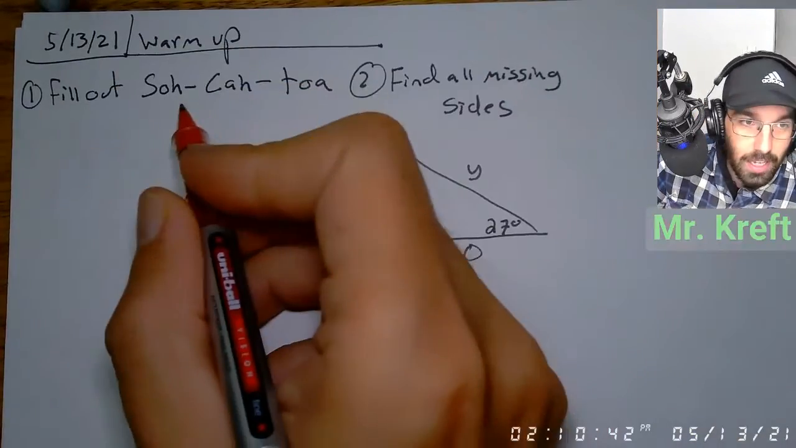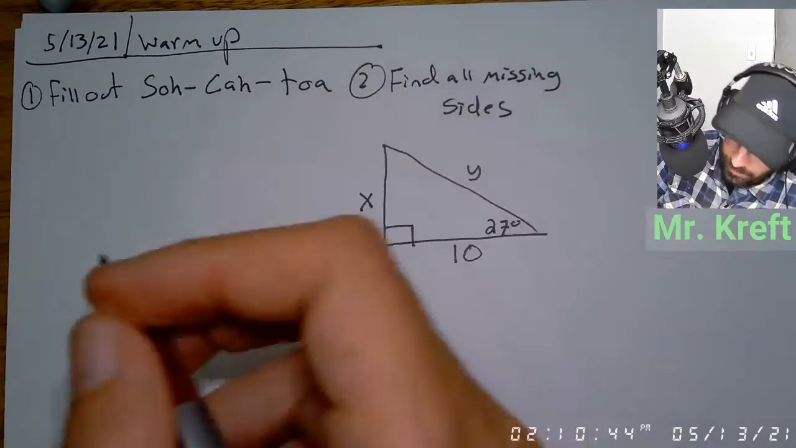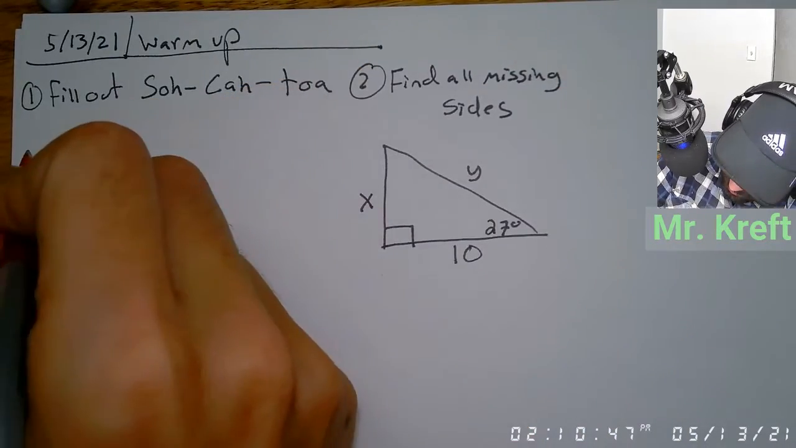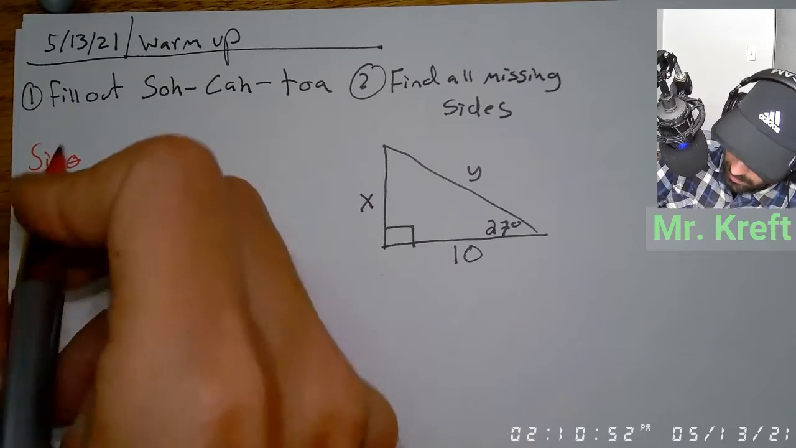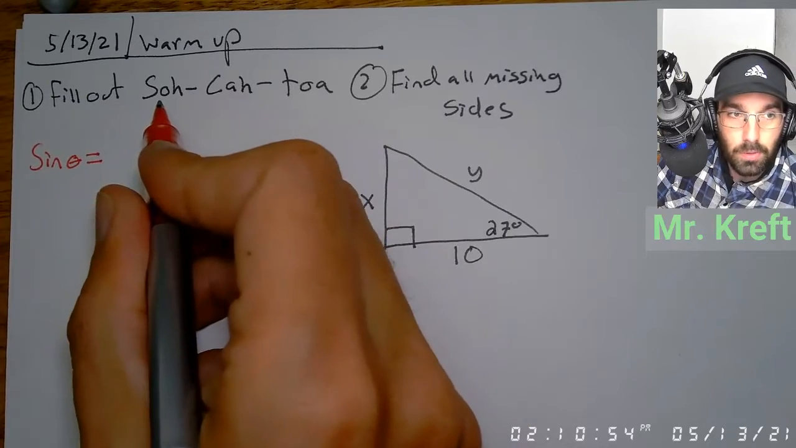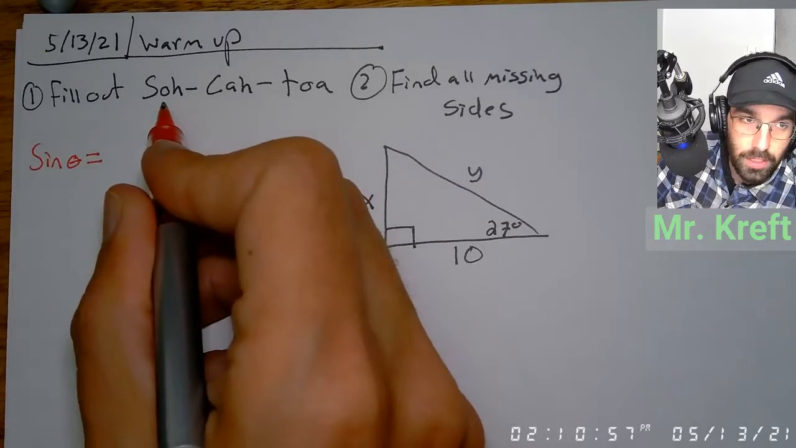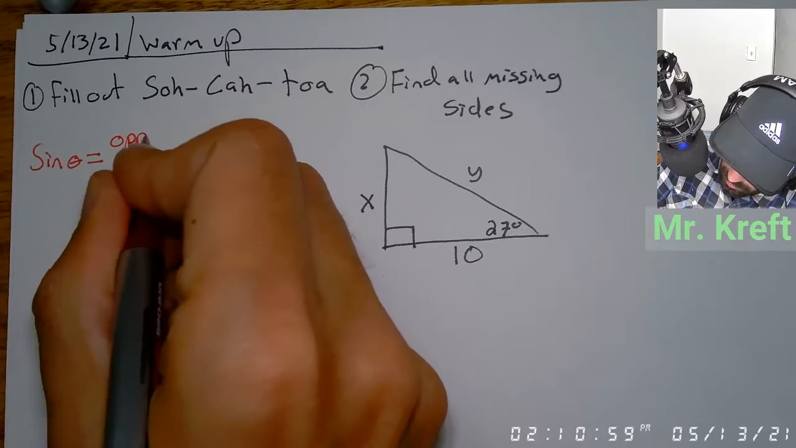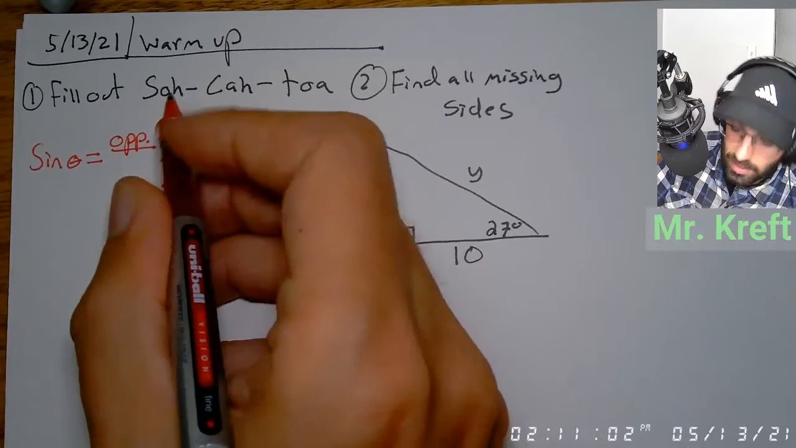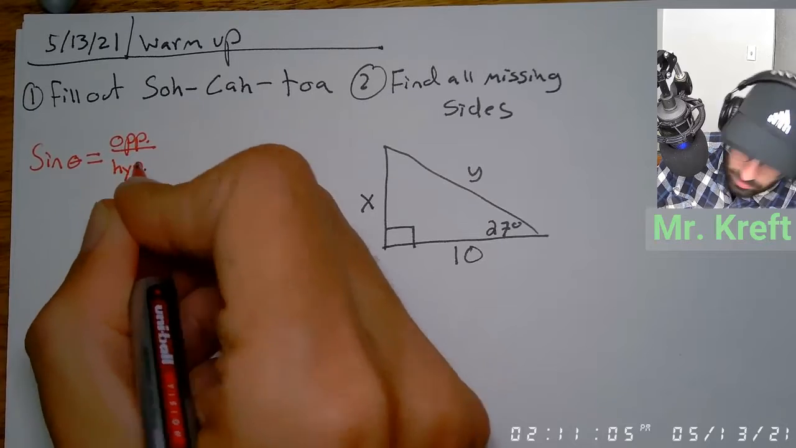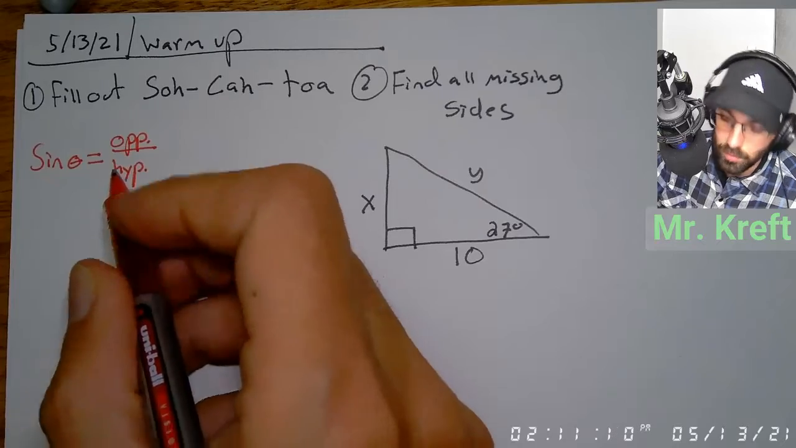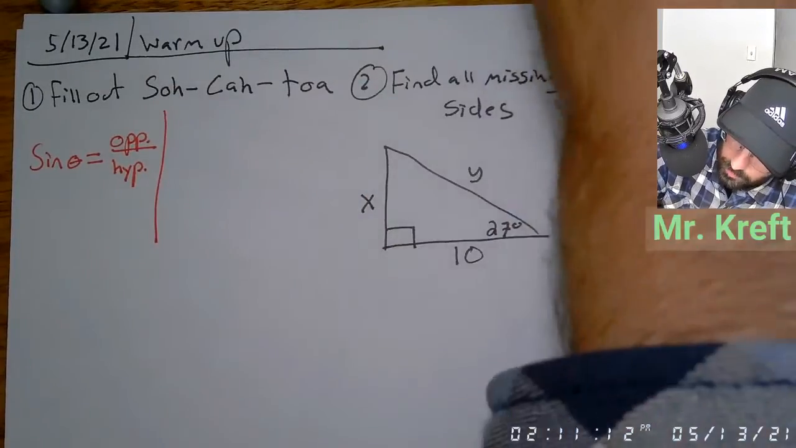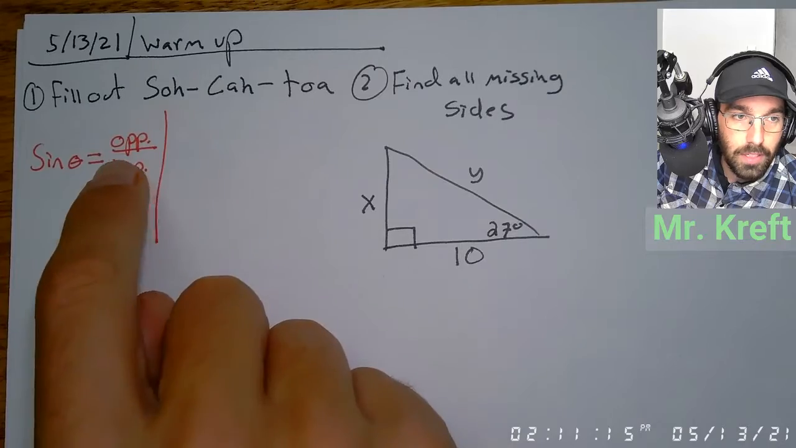Let's first take a look at Soh-Cah-Toa and what it means. The S in Soh stands for sine of theta. Theta is our reference angle, and that equals, and then the next two letters tell us what's going to happen. The O stands for opposite, and it comes first, so it's going to be on top. The H stands for hypotenuse, so that goes on the bottom. So we've got sine of theta equals opposite over hypotenuse.